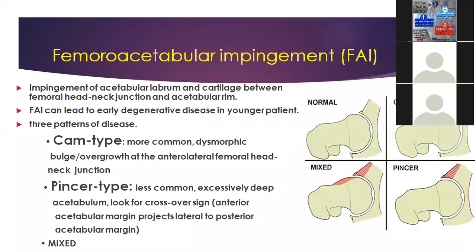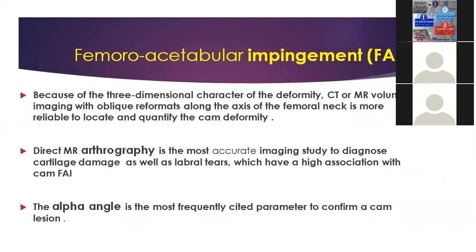But this is a dysmorphic bulge overgrowth at the anterolateral femoral head-neck junction, and the pincer type comes from the acetabular part. If we have a mixed type, it will be cam and pincer type for that femoroacetabular impingement. I think maybe we can have a photo. The three-dimensional view may help more, but the most accurate diagnosis is through MR arthrography.